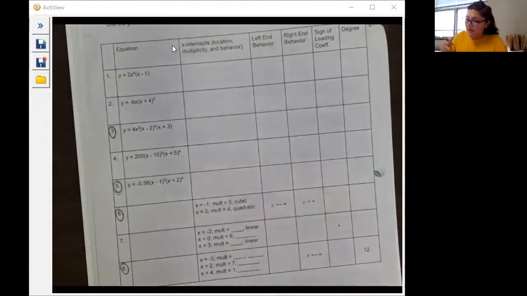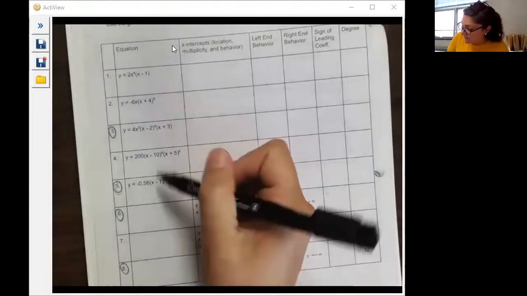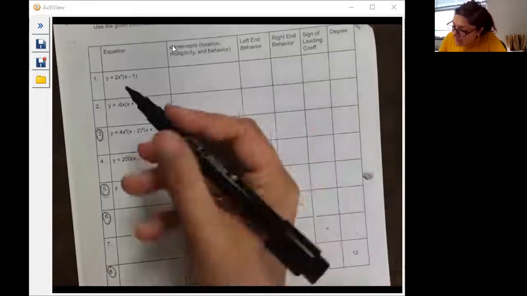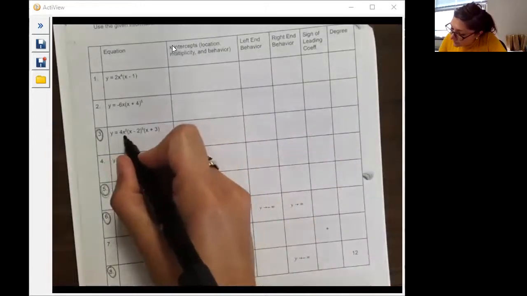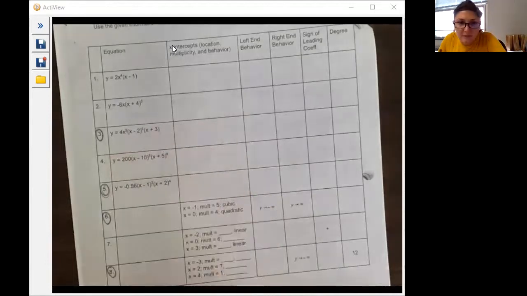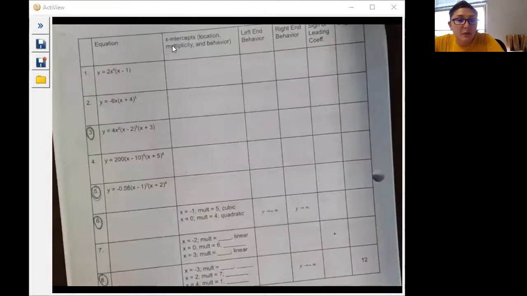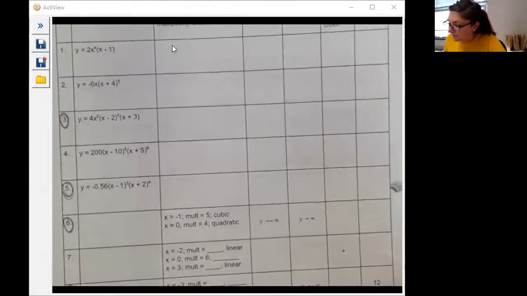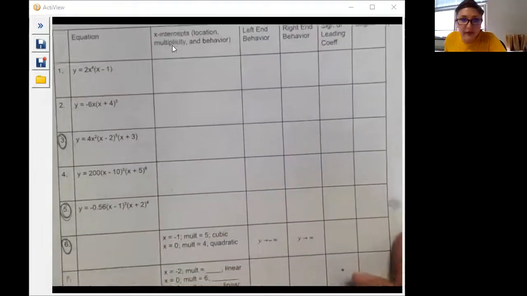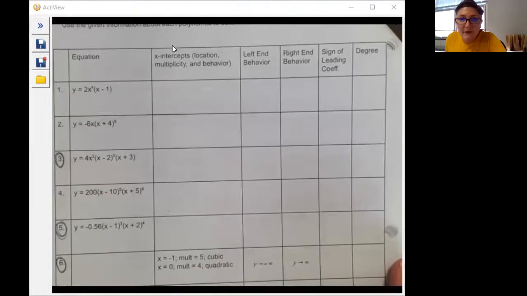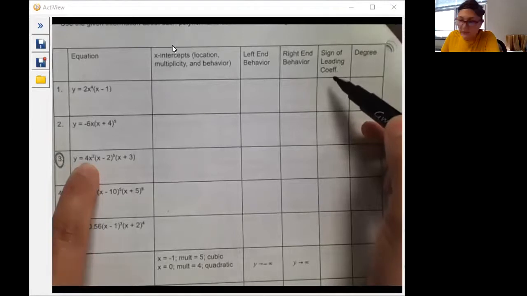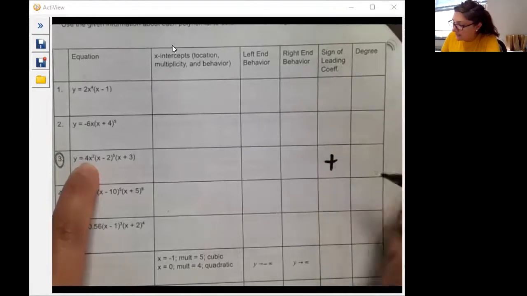Okay, so let's take a look at number 3. We'll start with the ones where we have the functions, and then we'll look at where we're going to create them. If I'm looking at number 3, I've got 4x squared times (x minus 2) to the 5th power times (x plus 3). Okay, let me see if I can zoom in just a tiny bit more on that. From here, there's a couple things I could do right off the start. Since I have the function, the sign of my leading coefficient is really easy. I look at the function, my leading coefficient is a 4, that's positive, so I'm going to fill in a positive right here.